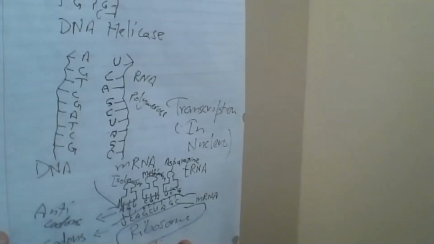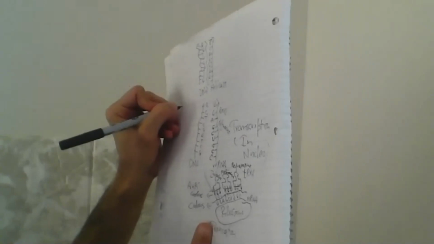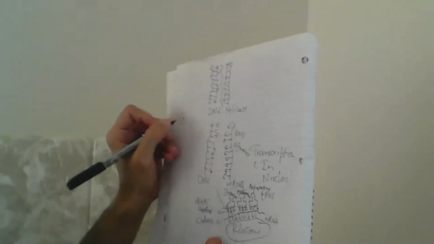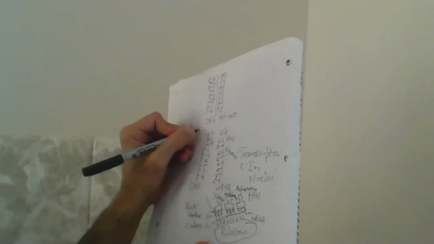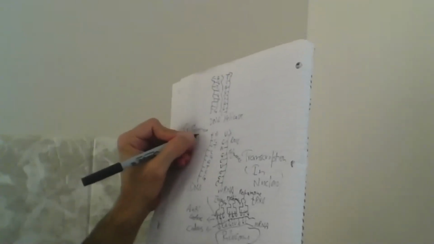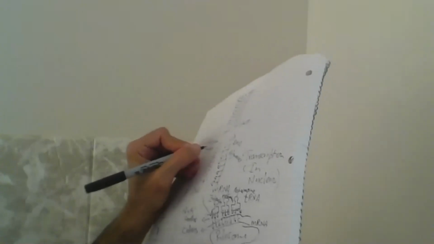Also, before this messenger RNA can exit the nucleus to go to the ribosome, there are at least three processes, called mRNA processing, that must take place before the messenger RNA is allowed to make its exit and go to the ribosome. What are those three steps? Number one is called guanine capping, or G capping. Let's write that down first, guanine capping.